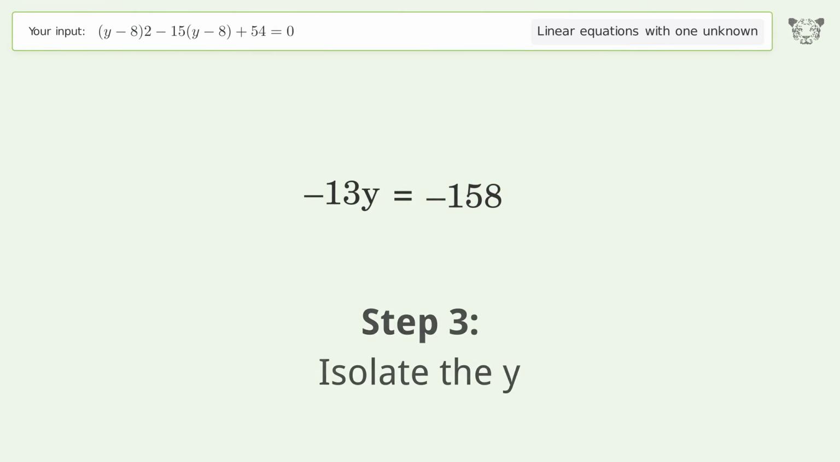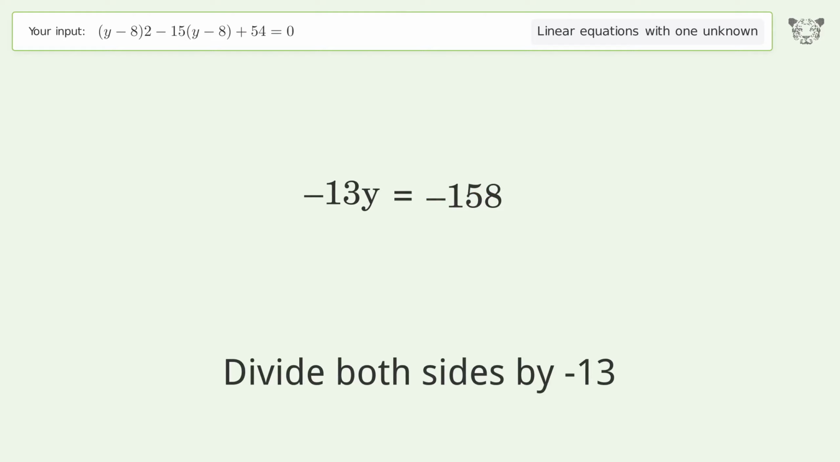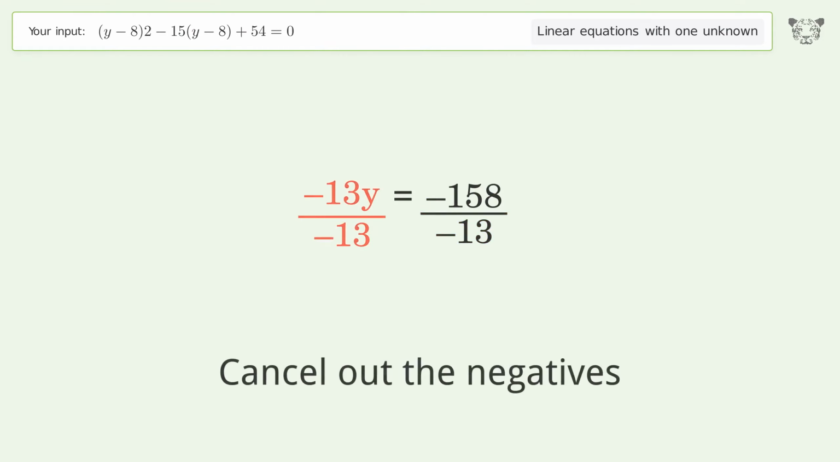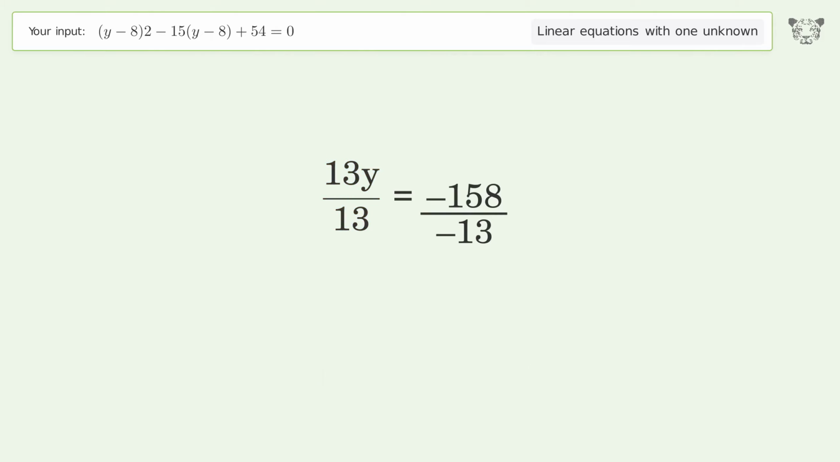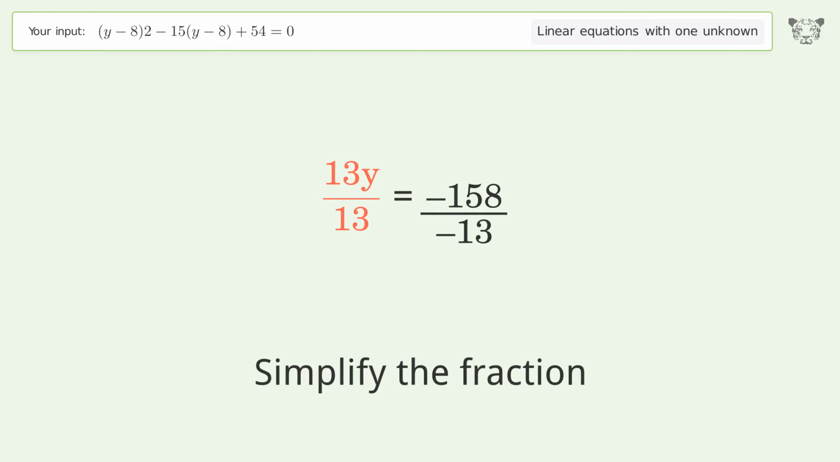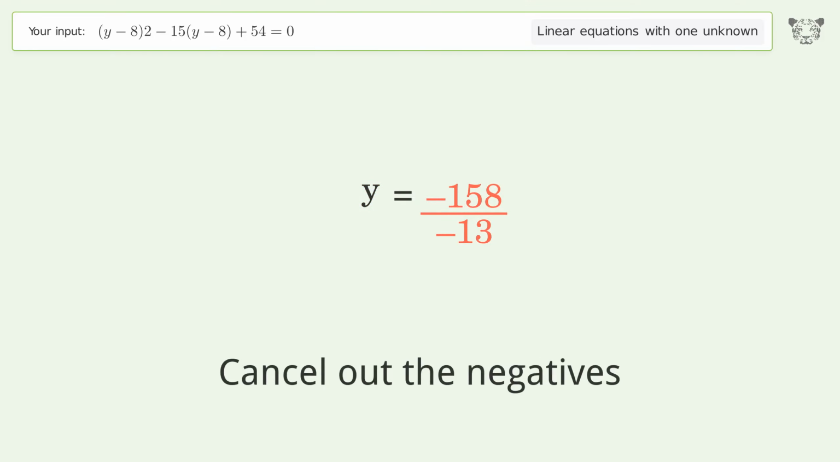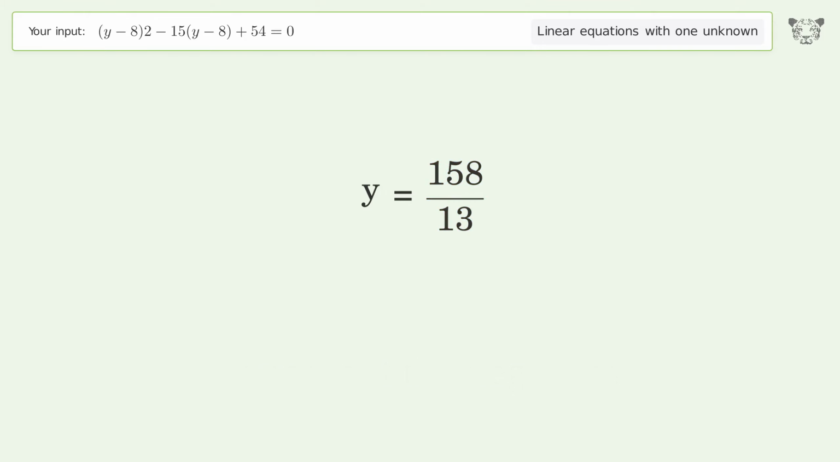Isolate the y. Divide both sides by -13. Cancel out the negatives. Simplify the fraction. Cancel out the negatives. And so the final result is y equals 158/13.